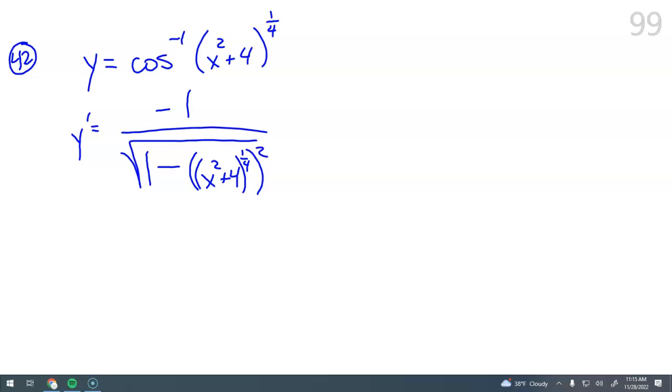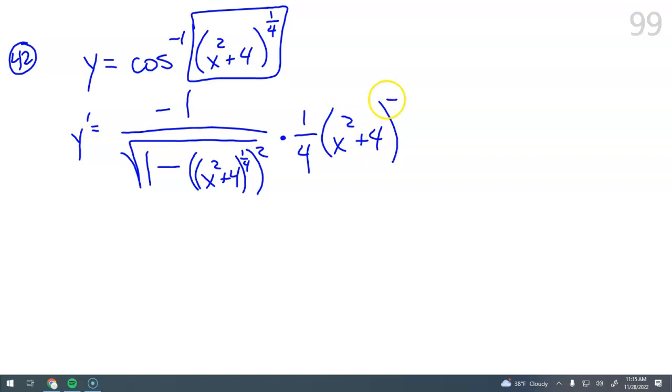So that's just putting that there. But then what do I still have to multiply? The derivative of the little guy, right? So I got to multiply by the derivative of this. The derivative of the thing I just plugged in, the little guy, is a chain. So bring down the 1/4, leave that little guy alone, reduce the power by 1, and then multiply by the derivative of that little guy.